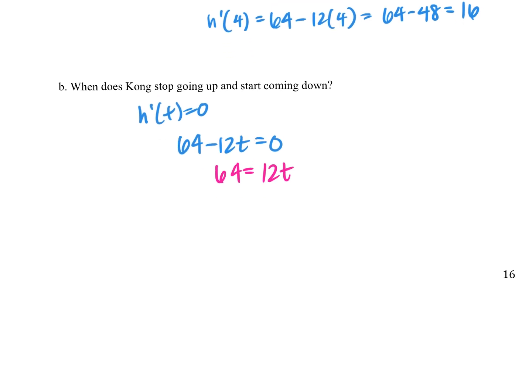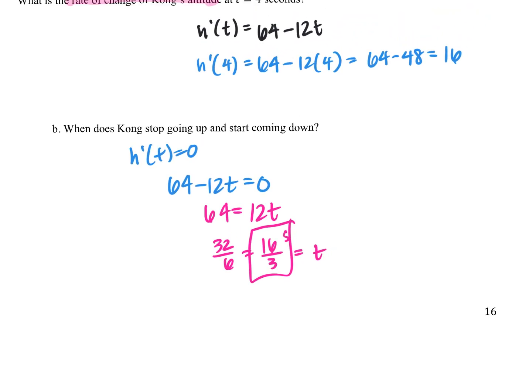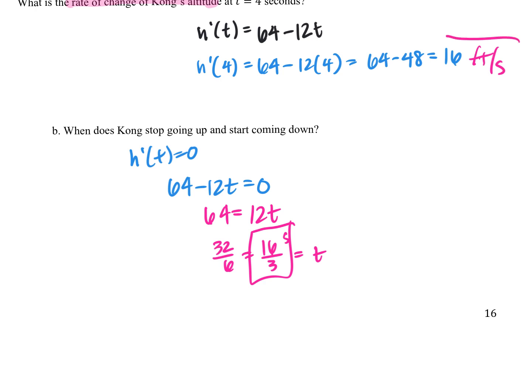64 twelfths. Hold on, let me count. I like your method. That's good, Soph. 16 thirds. Yeah, and we're talking seconds, right? And this one was going to be feet per second. Not that they asked, but since that one was a rate of change, we're going to say feet per second. And this one just said at what time? 16 thirds seconds. This is a little s.